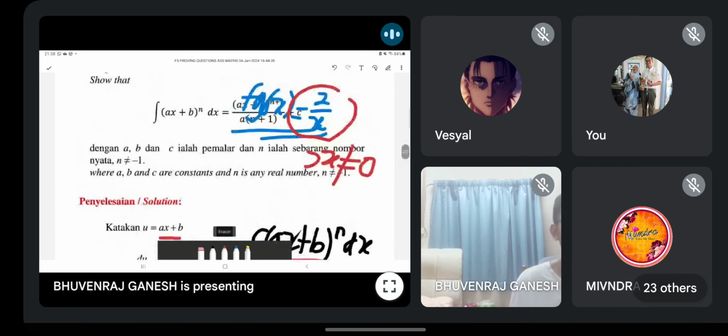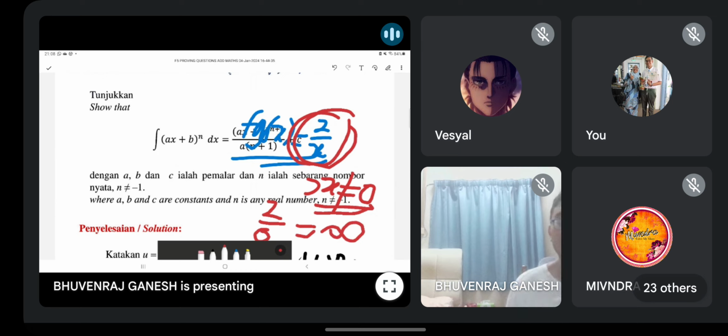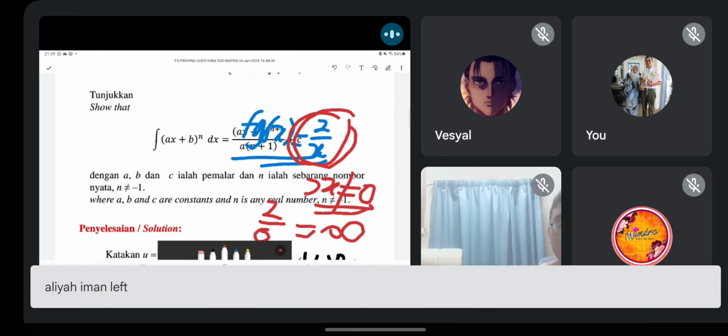Same thing from here. When you cannot apply this answer, when x equal to 0, because 2 over 0 you get infinity, so x value cannot be 0. Okay, whenever you have a condition, kalau kamu ada syarat, pastikan kamu nyatakan syarat tu dalam jawapan, as long as you have the condition. Okay guys, so are you clear?